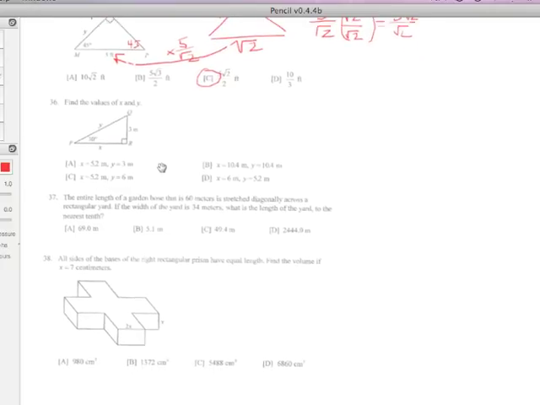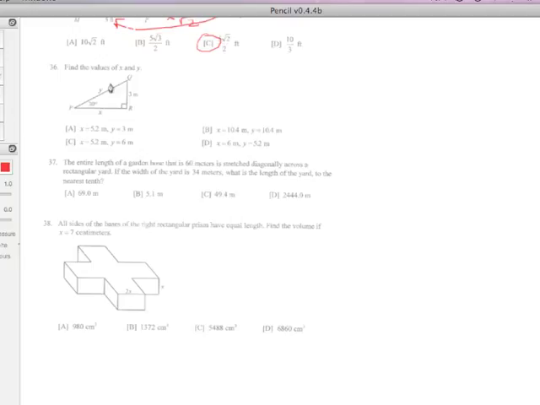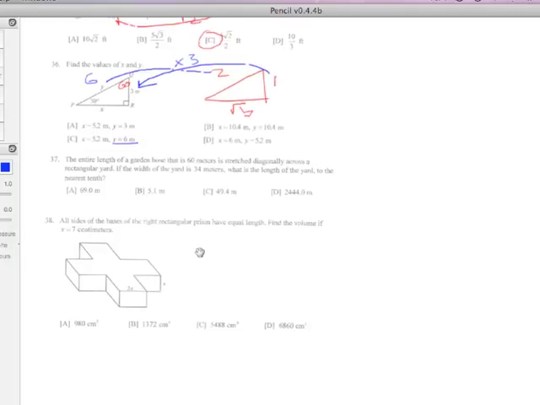Find the values of x and y. Here's a 30. Oh, great. 30, 60, 90 triangle. And 30, 60, 90 triangles have sides in the proportions 1, 2, square root of 3. So just like the last one, how do we get from 1 to 3? We multiply by 3. So 2 to y must be multiplying by 3, so this must be 6. And this is the only answer that has y equals 6. So that has to be the answer.